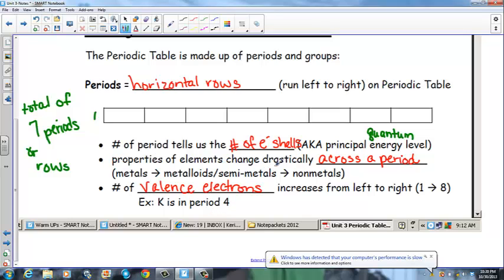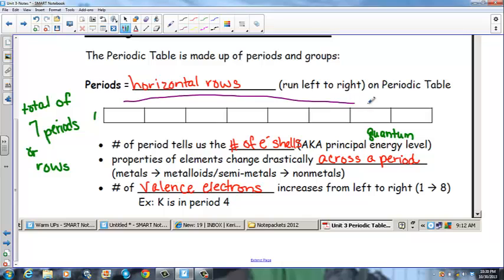Properties of elements change drastically across a period. So as we go all the way across the periodic table, we see properties change a lot. We're going from metals and then metalloids and semi-metals to non-metals all the way over on the right-hand side of the periodic table. And we'll talk about groups and families later. So again, the number of valence electrons increases from left to right as we go across the periodic table.